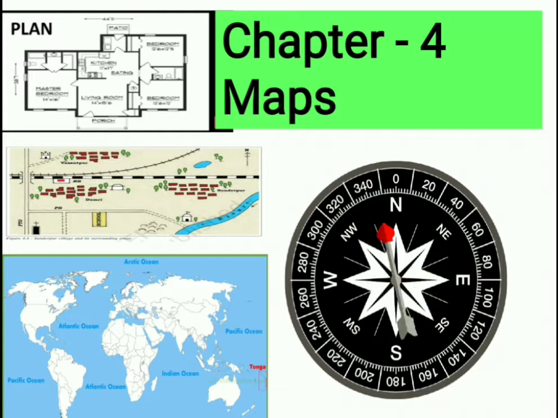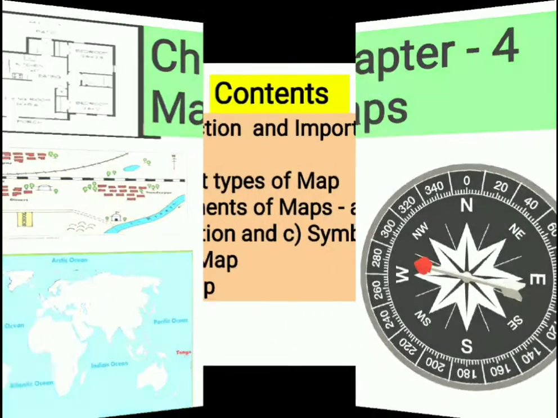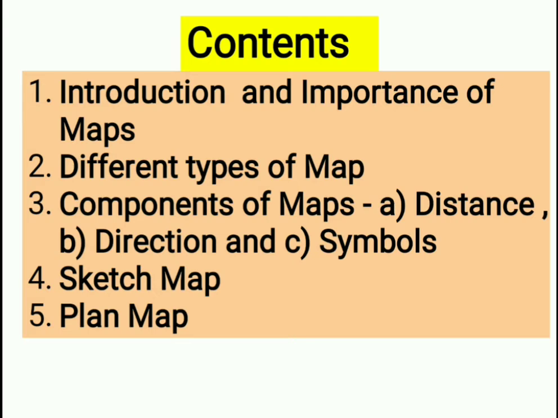Yes, dear students, in this video class, we are going to discuss the chapter Maps. So let us begin the discussion about the contents of this chapter. The contents are as follows. First one, introduction and importance of maps. Second one, different types of maps. Third one, components of maps. The components are distance, direction and symbols. Fourth one, sketch map. Fifth one, plan map. So let us begin our discussion with the first content, introduction and importance of maps.